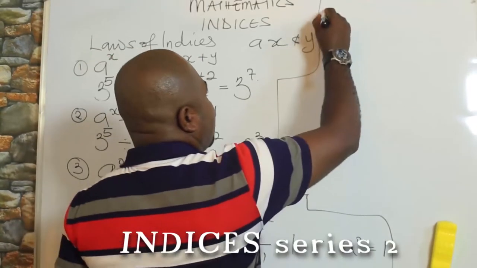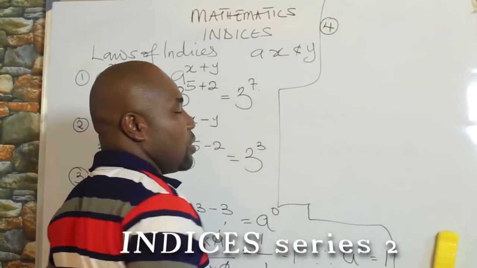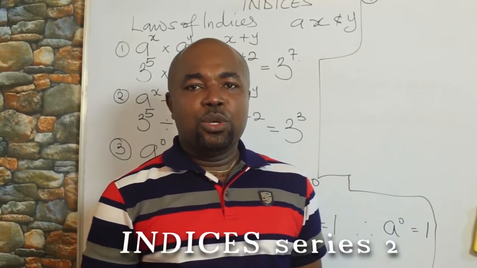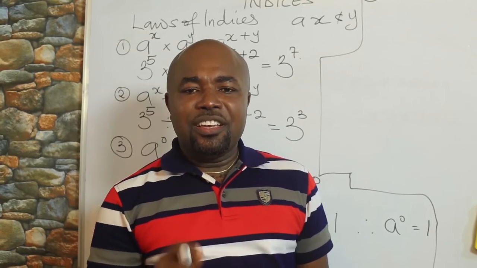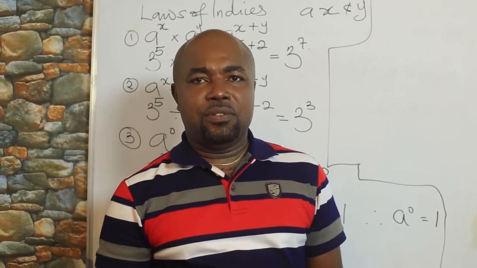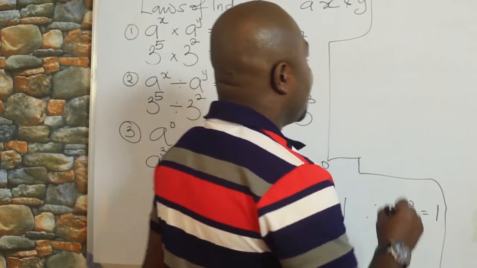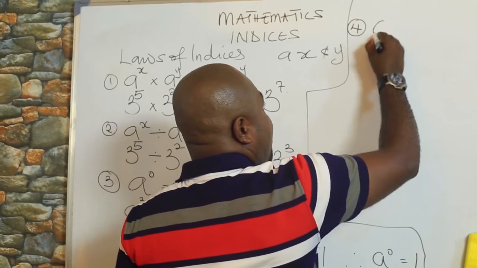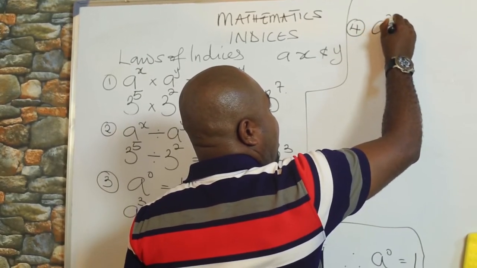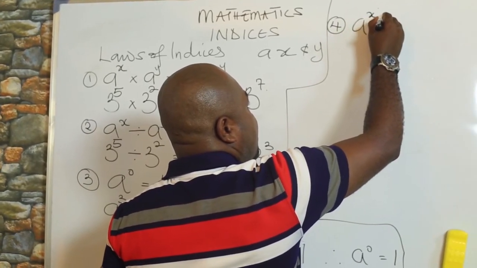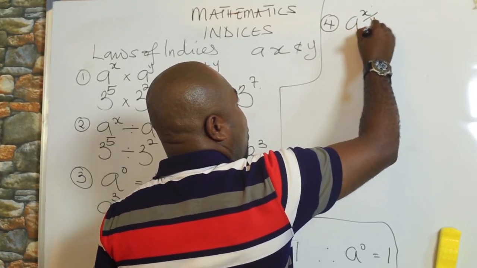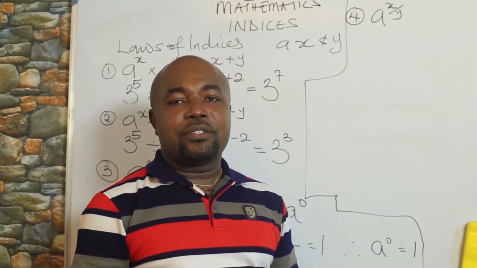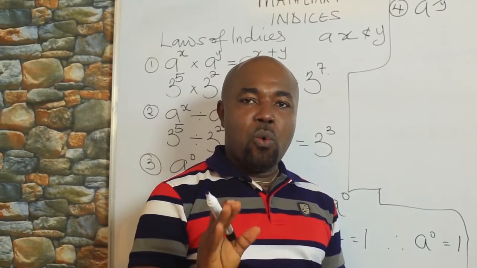Now, the fourth law. Pay adequate attention. The fourth law is the fractional indices. If we have something like this, a raised to power x divided by y, that is a raised to power x over y.